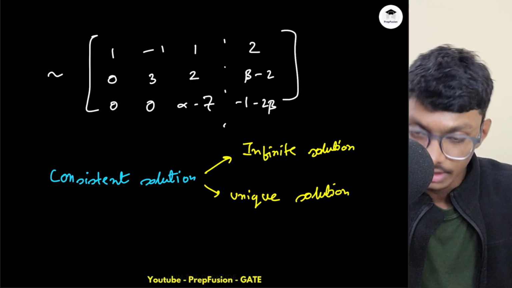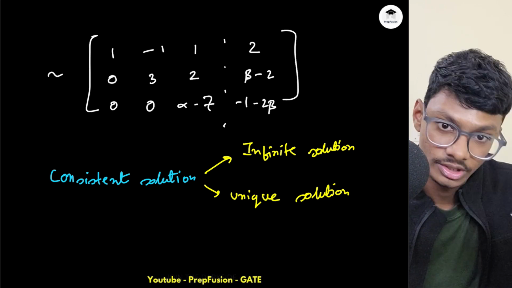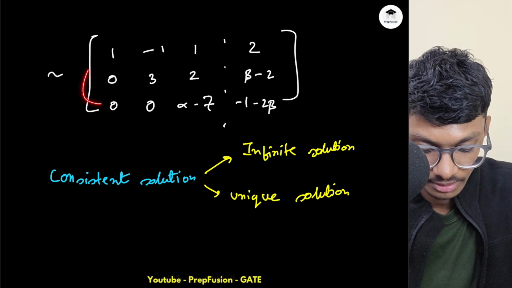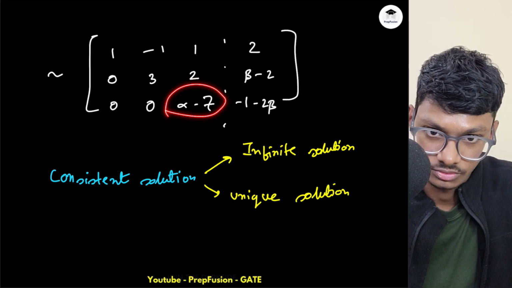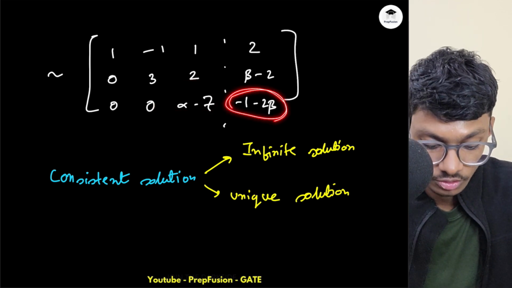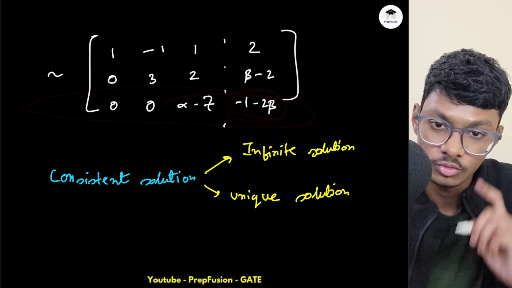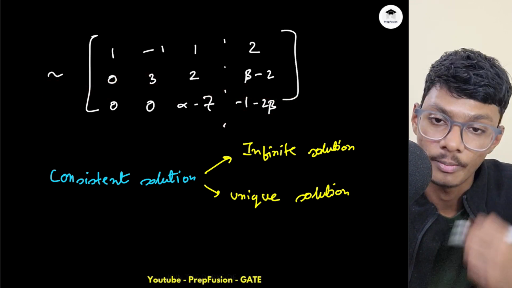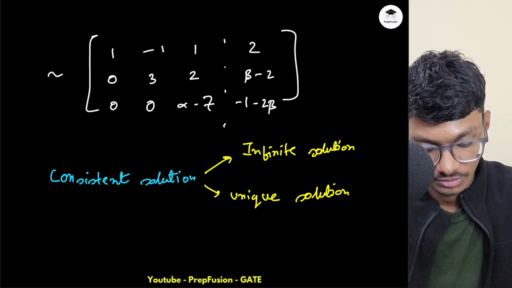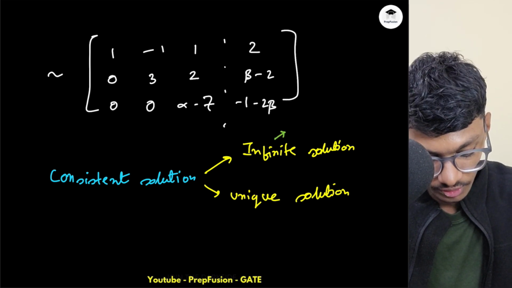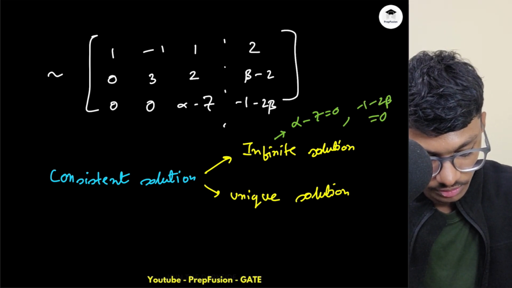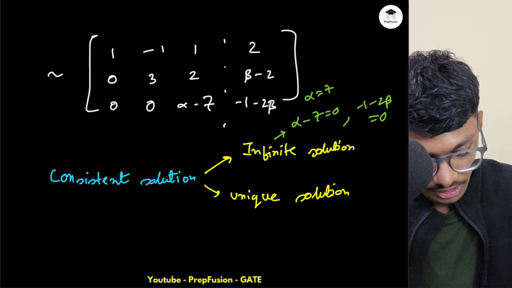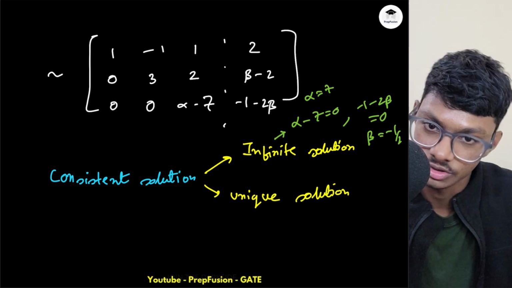Okay, so for infinite, what is the case? Basically the rank of AB has to be equal, but it has to be less than the number of unknowns. So my number of unknowns is 3, so obviously the rank has to be equal to 2. So this has to be equal to 0 for the rank to be 2, and this also has to be equal to 0, because this whole row has to become 0, because the rank of the augmented matrix and the coefficient matrix has to be the same. So obviously in this case, alpha minus 7 equals 0 and minus 1 minus 2 beta equals 0. So alpha equals 7 and beta equals minus 1 by 2. So for infinite solution, this is also consistent.